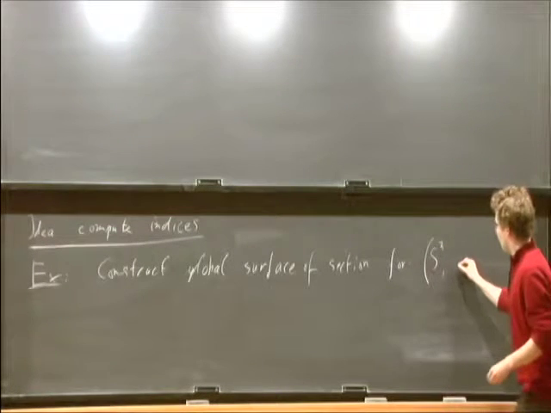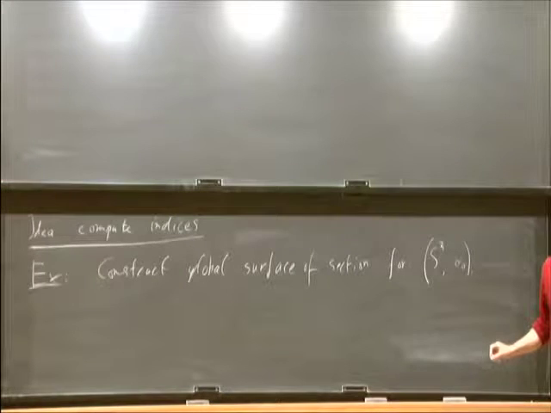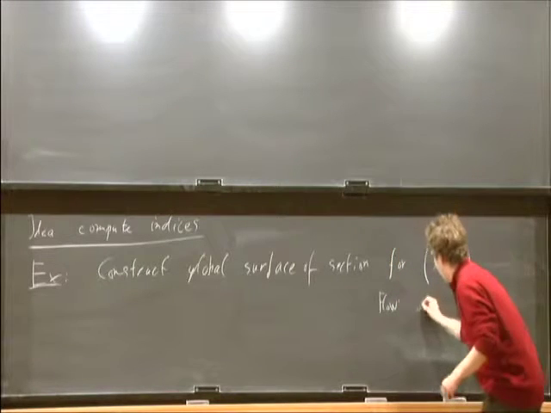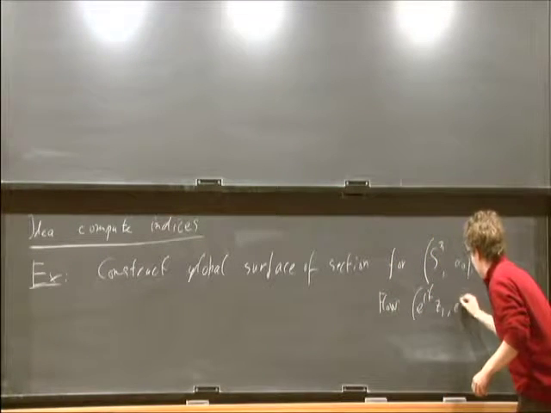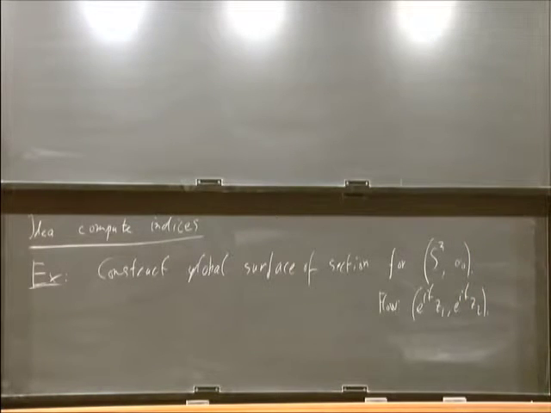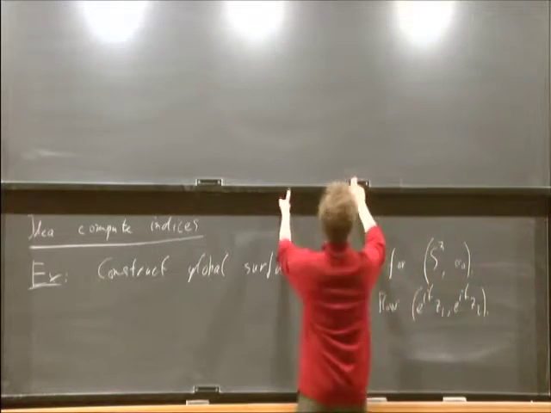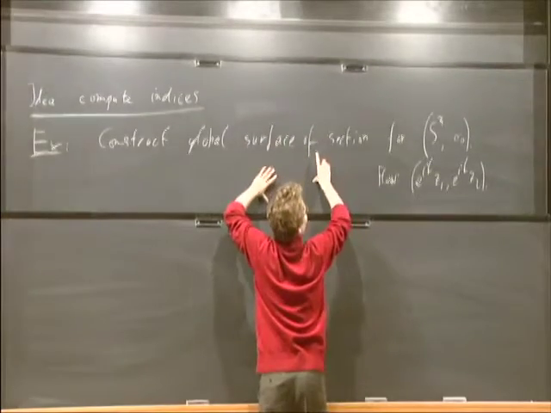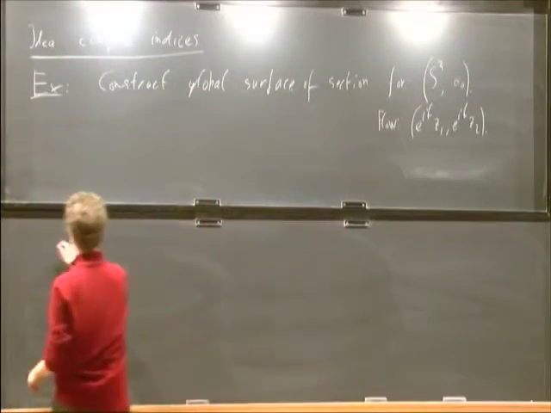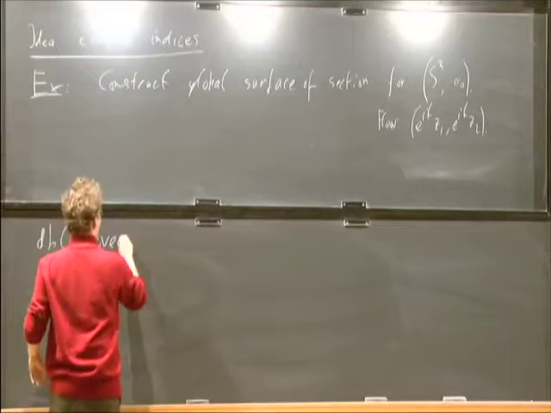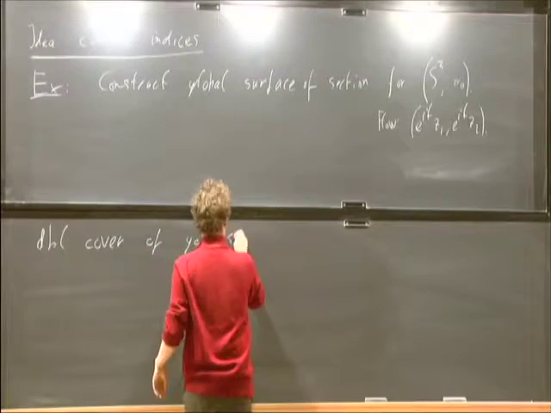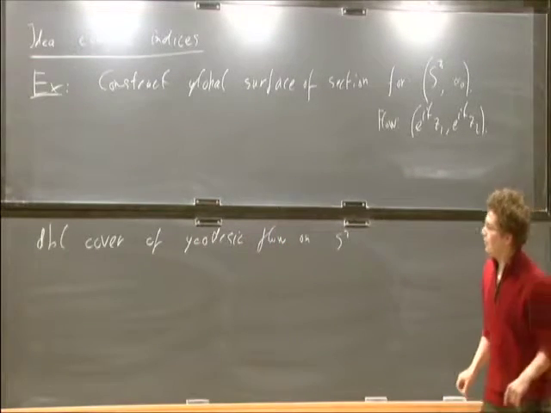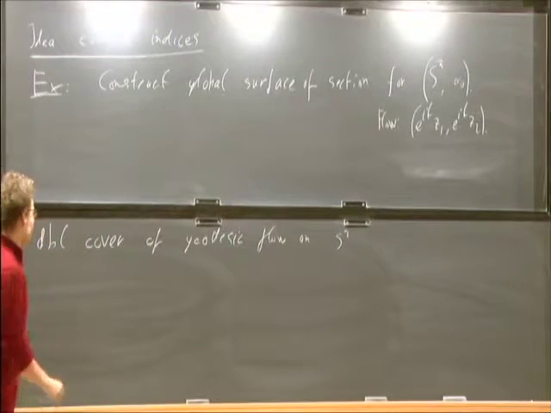So we have S3 with its standard contact form. We don't actually care what the contact form is. We need to know that the flow has this form. It's very, very simple. Everything is periodic. You should think of this as just the double cover of the geodesic flow on S2.